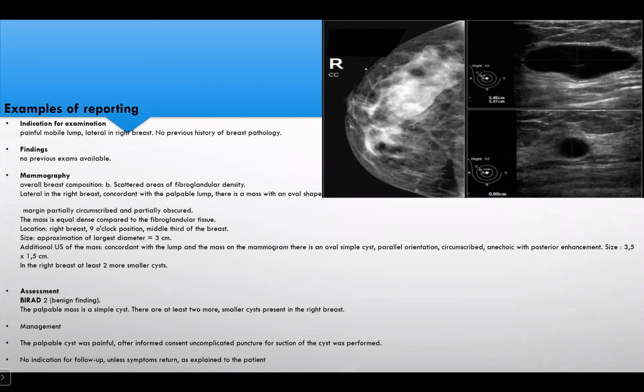There is an oval simple cyst, parallel orientation, circumscribed, anechoic with posterior enhancement. The size is 3.5 by 1.5 cm, and in the right breast there are at least 2 more smaller cysts. So the assessment is BI-RADS 2, benign finding: the palpable mass is a benign cyst with at least 2 other small cysts. The management: if it is painful, she should be concerned about communicating with her physician.